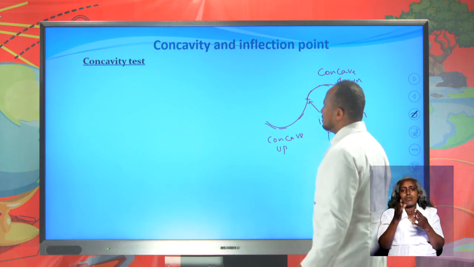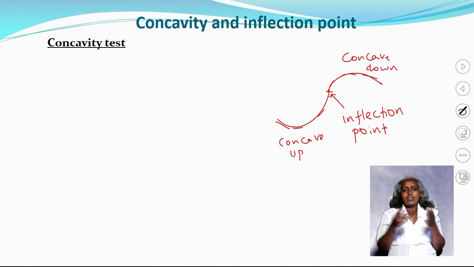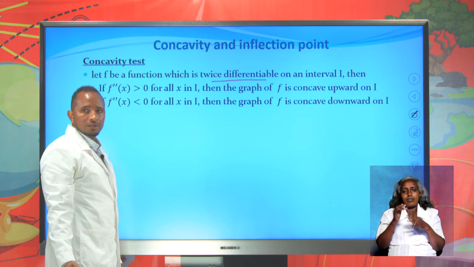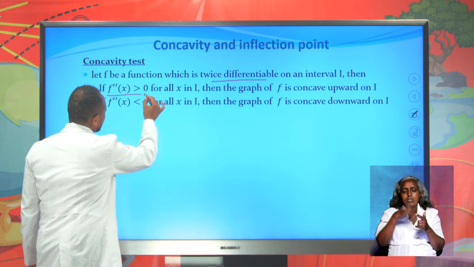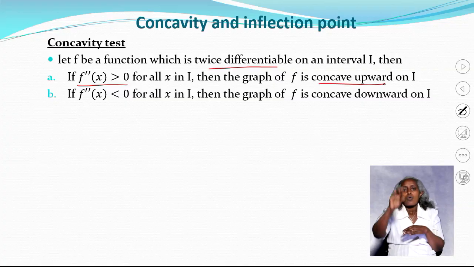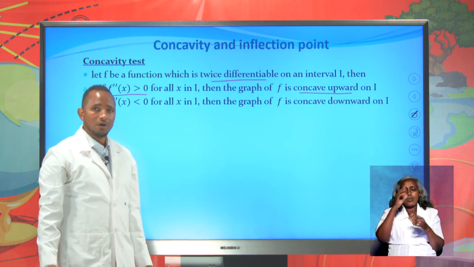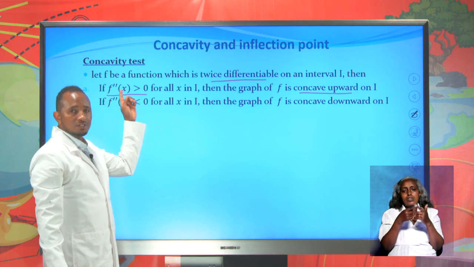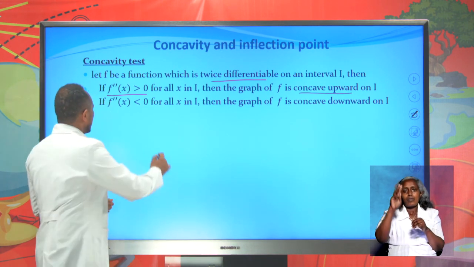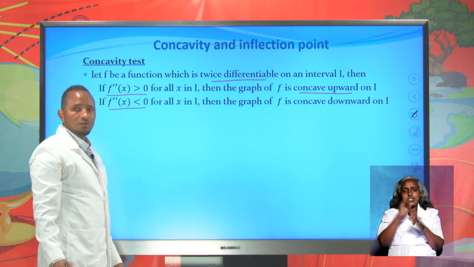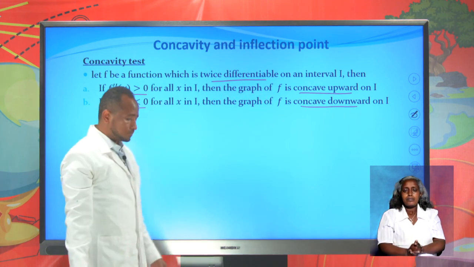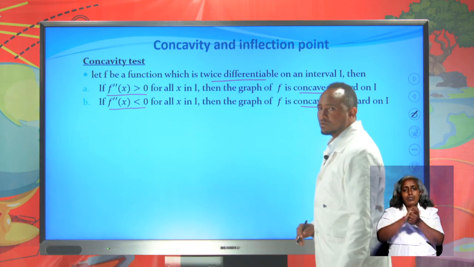Now let's see how to determine the intervals of concave up and concave down of a given function. Let f be a function which is twice differentiable on interval I. Then, if the second derivative of the function is greater than zero for all x in that interval, the graph is concave upward. So, to determine the interval for concave upward, simply see the sign of the second derivative. If the second derivative is greater than zero on that interval, the function is concave up. And if the second derivative is less than zero for all x in that interval, then the graph of f is concave downward. And the point where the concavity changes, we call an inflection point.